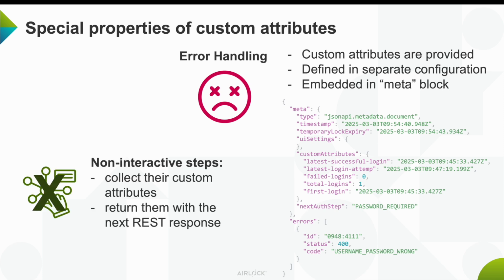The second thing that's a little bit special about custom attributes is there's non-interactive steps. You still can configure custom attributes on those steps, and we will collect them for you, and we will send them with the next REST response that we're actually sending back. If you have several times the same information that you're returning, then of course the last instance will win, and that's the information that the next REST response will return.